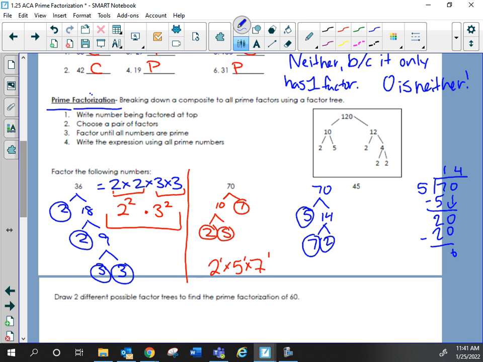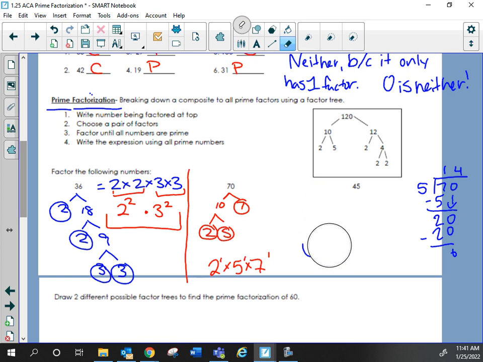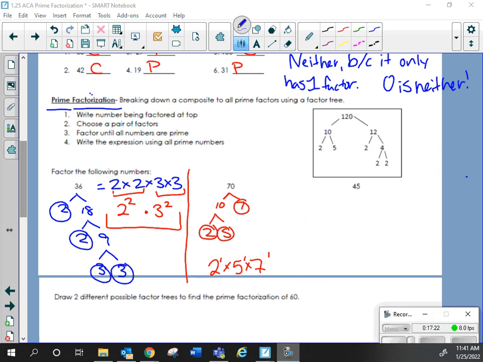So go ahead and do 45 on your own. Break it down, see what you get, and then we'll come together. If you're at home, pause and play when you're ready.